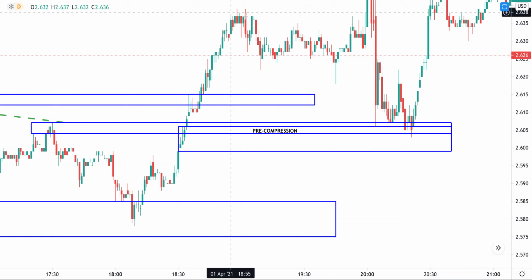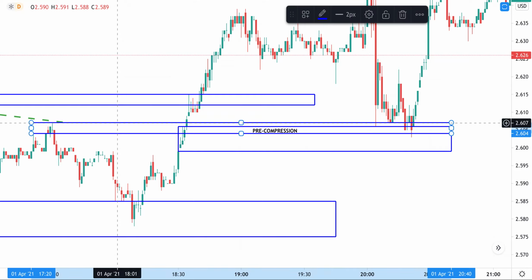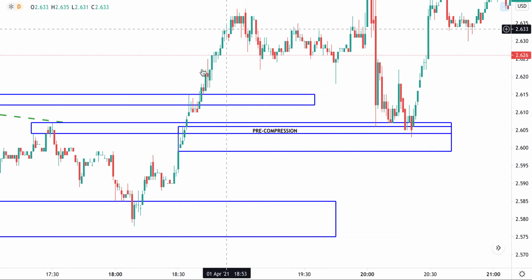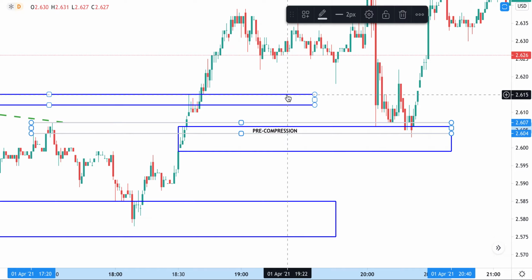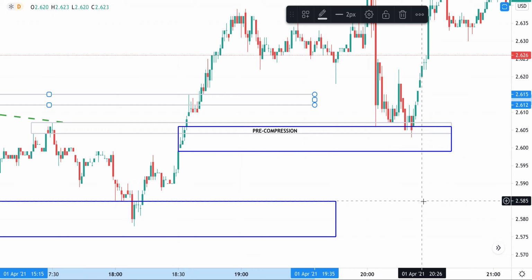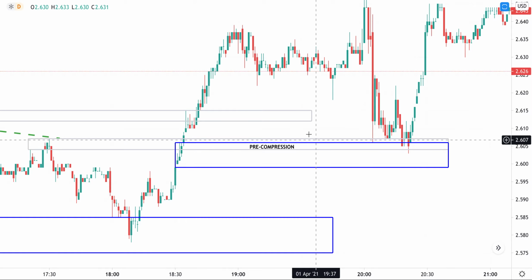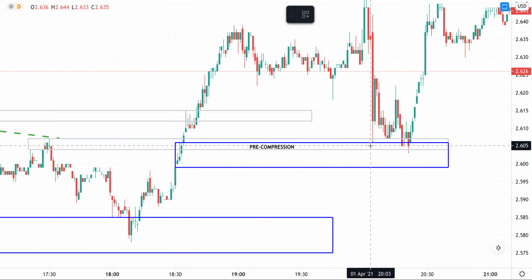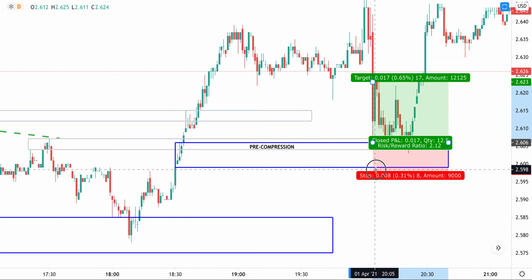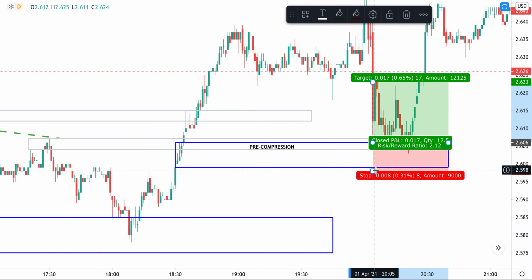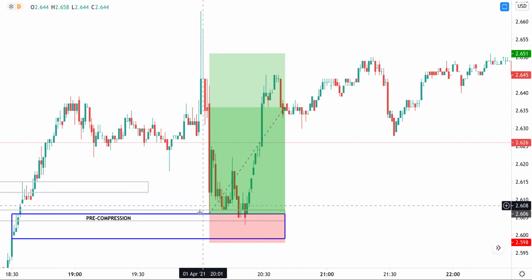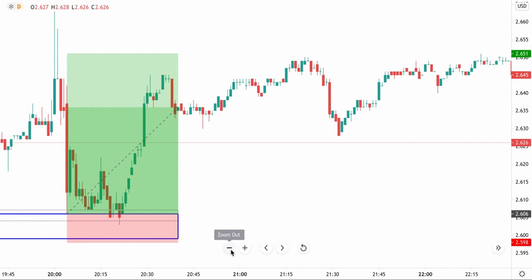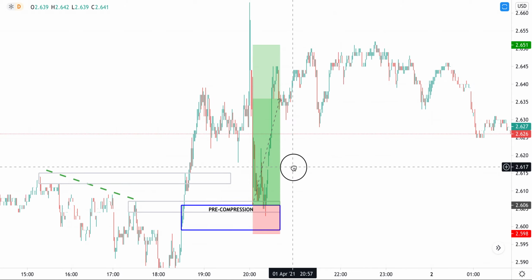So when price comes back to this, I'll remove this. No, I'll keep it and I will make it fade, otherwise we will lose the reference. When price comes back to this pre-compression, you can take a trade very happily, and you will have a very negligible stop, and you will get a massive risk reward, and very quick too.